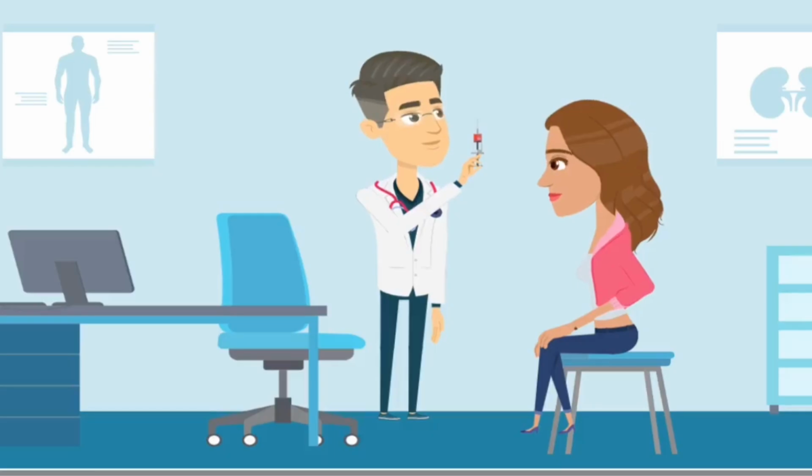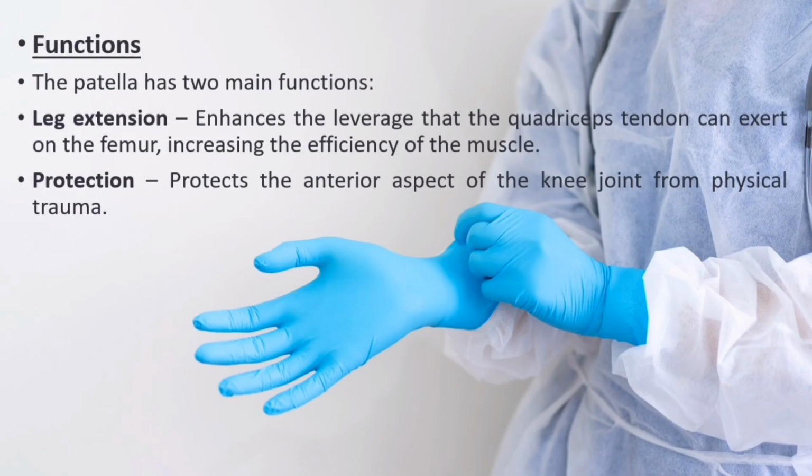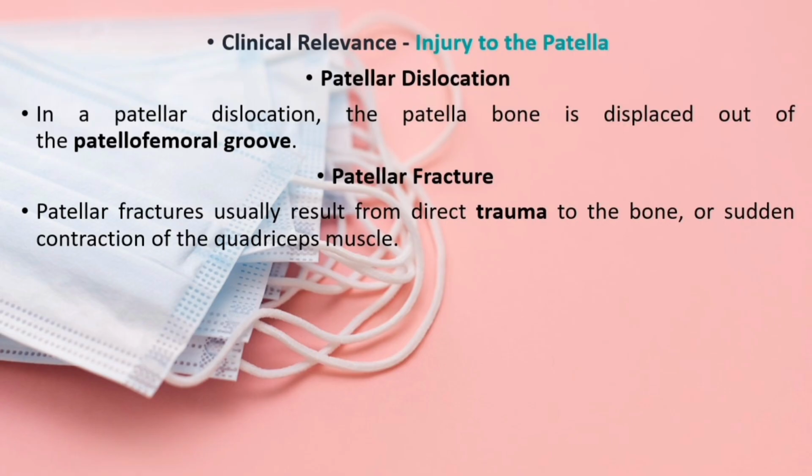Functions. The patella has two main functions. Leg extension: it enhances the leverage that the quadriceps tendon can exert on the femur, increasing the efficiency of the muscle. Protection: it protects the anterior aspect of the knee joint from physical trauma. Clinical relevance, injury to the patella.